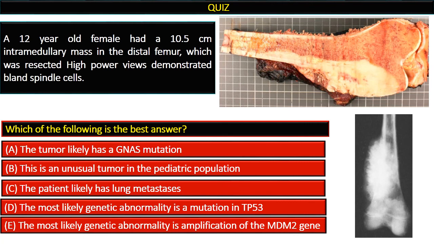A 12-year-old female had a 10.5 cm intramedullary mass in the distal femur, which was resected. High power view demonstrates bland spindle cells, and radiology is showing the sunburst pattern. Which of the following is the best answer?